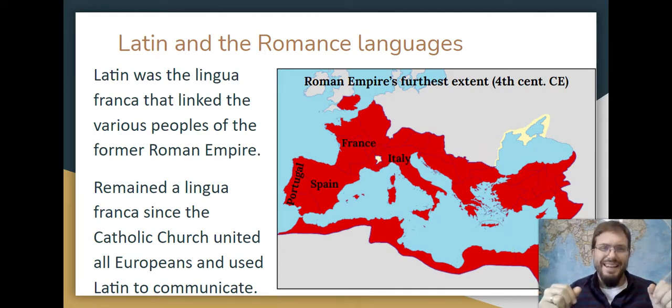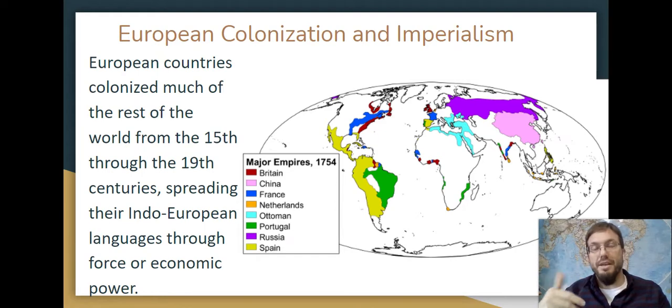Now that we've got Europe kind of set, let's move into the spread of Indo-European languages throughout the world. And that was done, as you probably already know, through European colonization or colonialism and imperialism, which is to say European countries went out throughout the world and took over lots of different places, either through economic control or by settlements, that kind of thing, and used them for their resources and used the peoples, their subjugated peoples, as labor and things like that. With that, they often spread their languages through force or economic power.